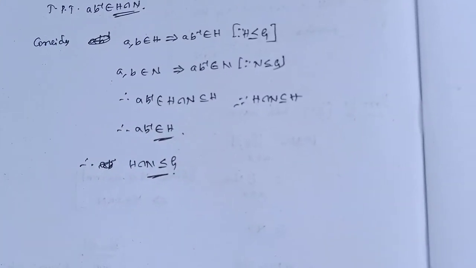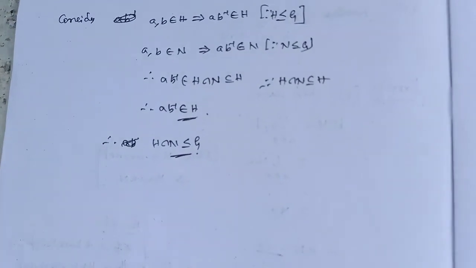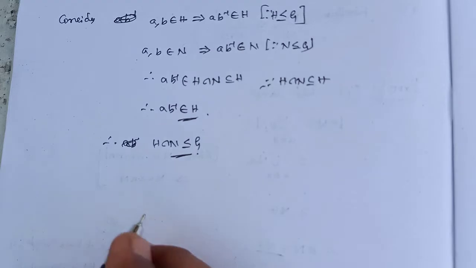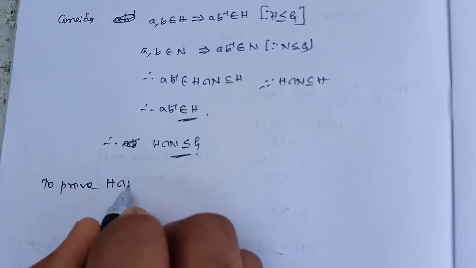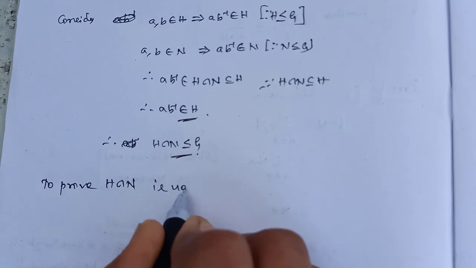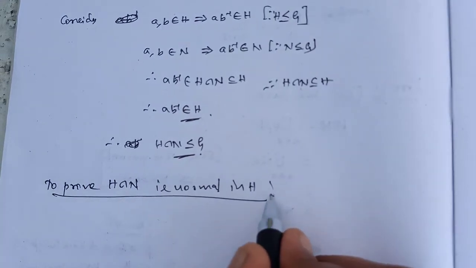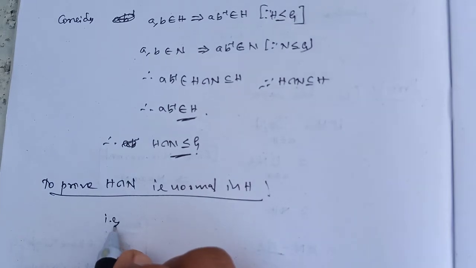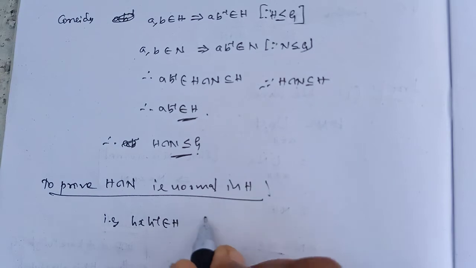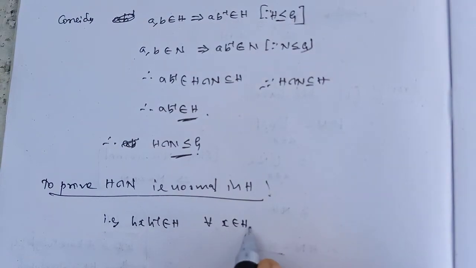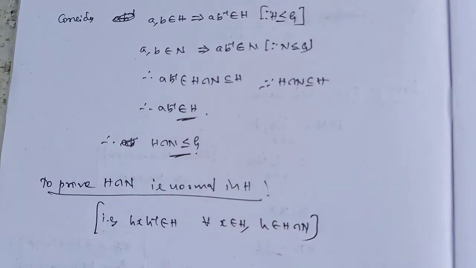Now to prove H intersection N is normal in H, that is, hxh inverse belongs to H intersection N for all h belongs to H and x belongs to H intersection N. So this is our aim.